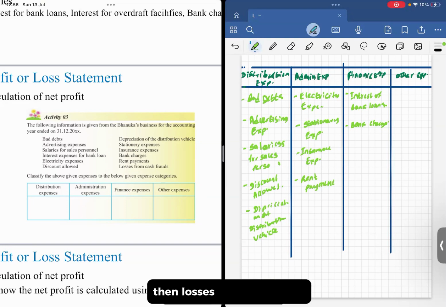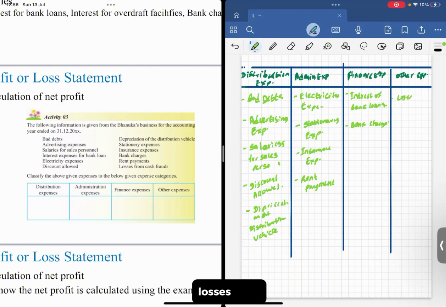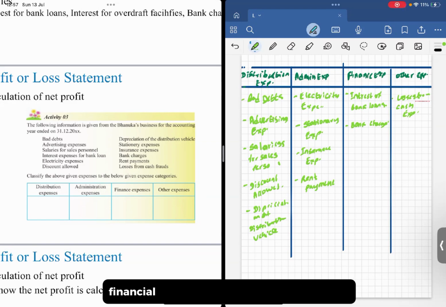Then losses from cash roads. Losses from cash roads come under other expenses. So this is how we distribute these expenses into the different categories of distribution expenses, administration expenses, financial expenses, and other expenses.